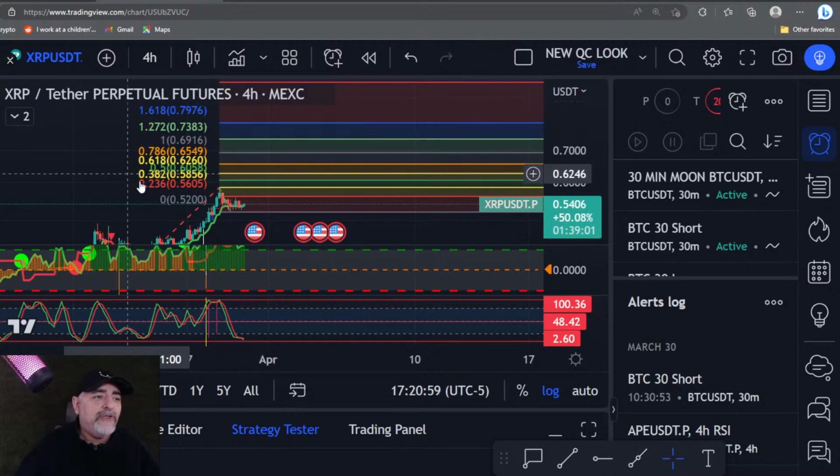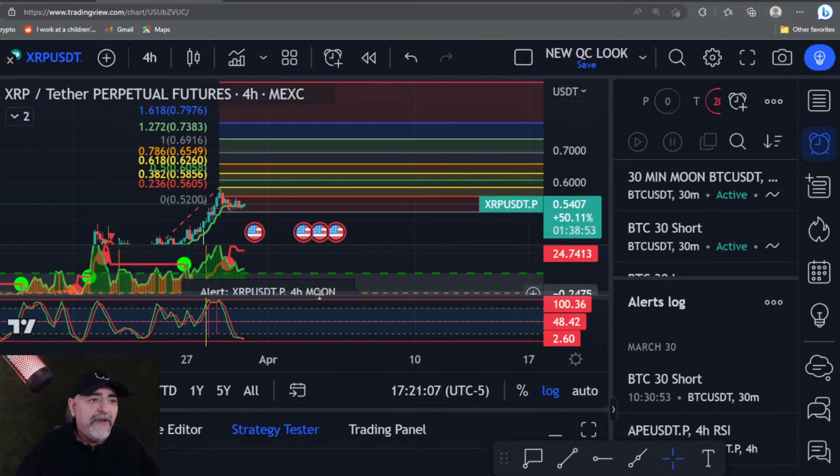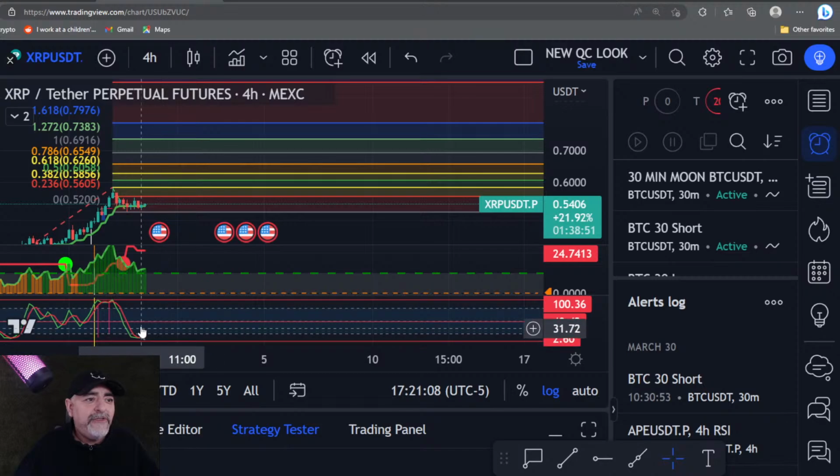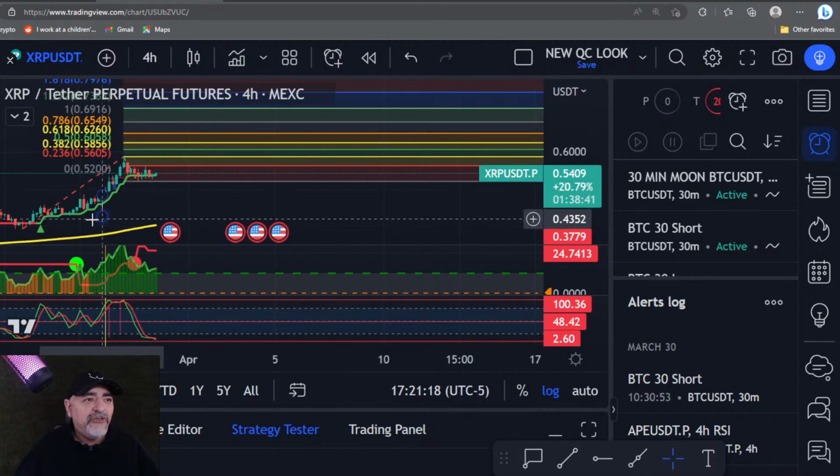Once you set up your page, you're going to have one of your TradingView layouts set up. You're not going to have your Fibonaccis. You're going to have your other three main indicators: your relative strength index, your MACD with your buying and selling volumes, and now your trends, your price action trend right here.